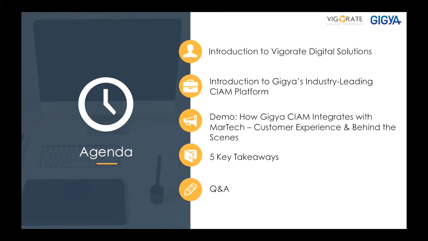And then we'll walk you through the process of optimizing email marketing with identity data with a demonstration of the Gigya user experience from both the customer viewpoint and the administrator. And finally, we'll summarize the 5 key takeaways and conclude with a Q&A session. So remember to keep those questions coming. Simply type them into the questions pane on the bottom right-hand side of your screen.